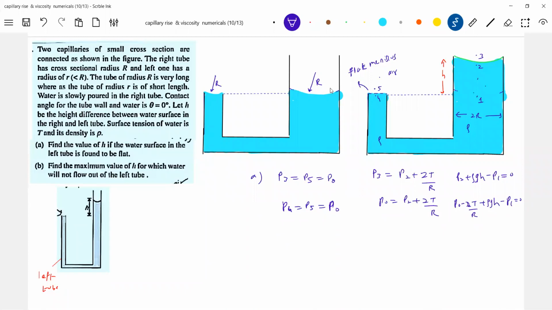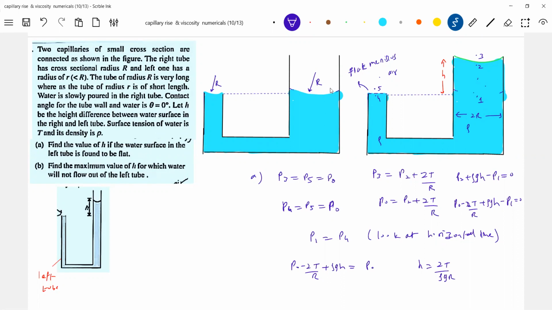And we know that because of the horizontal line, P1 must be equal to P4. Look at the horizontal line. So P1 should be equal to P naught minus 2T by R plus rho g h. P4 equals how much? P naught. So what is h equal to? h equals 2T by rho g R. That is the first part of the problem.